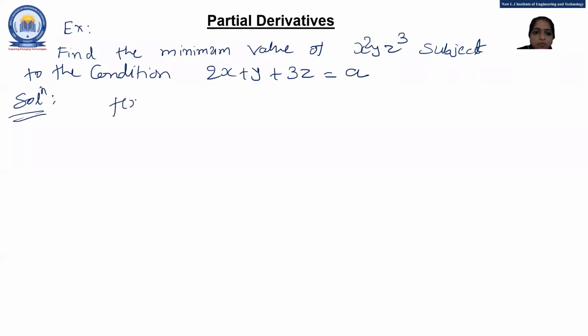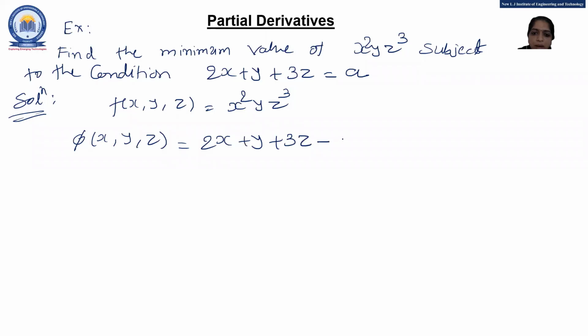Here f of x, y, z is x square y z cube, and this condition is 2x plus y plus 3z. So we keep it as phi of x, y, z, that is 2x plus y plus 3z minus 8 equal to 0, which is our equation 1. This constraint we take as equation 1.